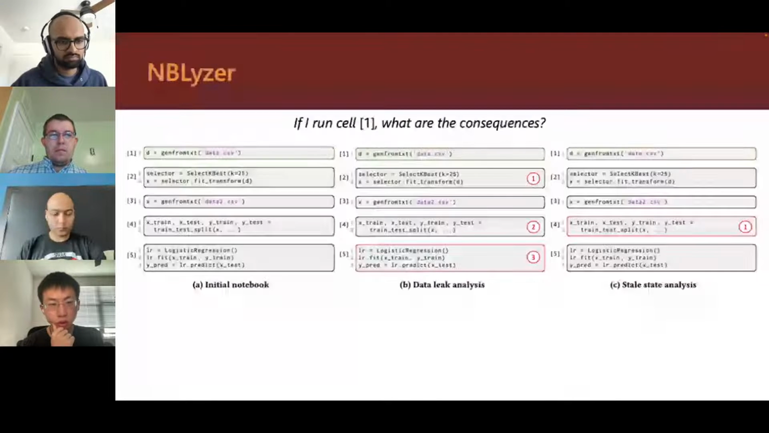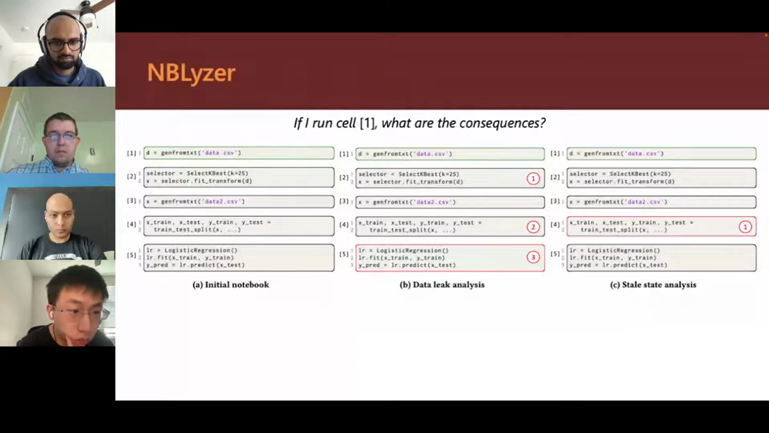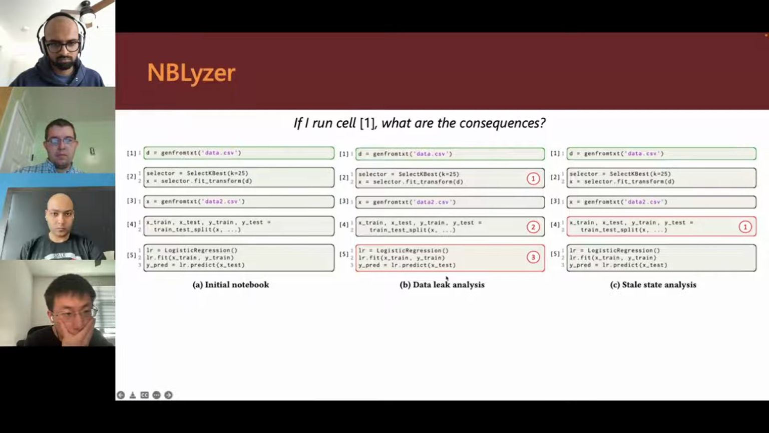So for those of you who don't know, notebooks are just programs, but they're divided into cells, and you can execute each cell in any given order, and you can add and remove cells. So given a change to a cell, and say we execute, say, cell 1, we may want to know what the consequences are if we execute other cells.